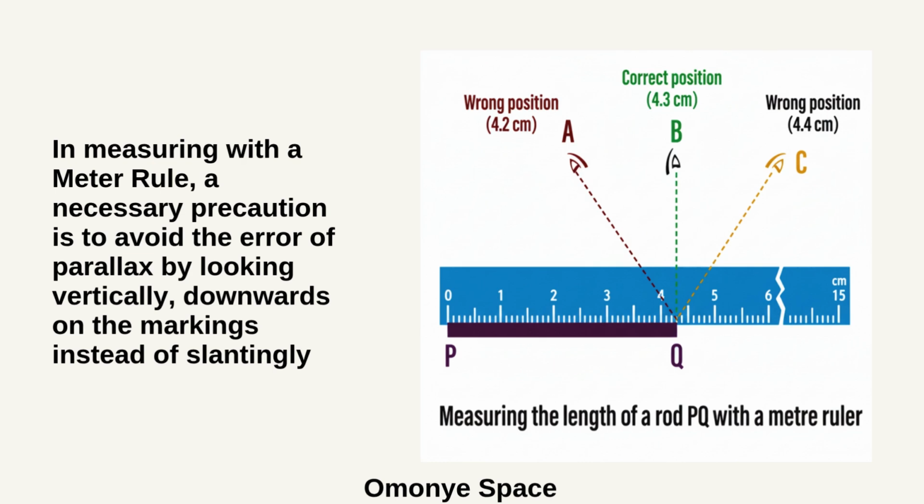When measuring with a meter rule, it is important to avoid parallax error. That is, the mistake that happens when your eye is not positioned directly above the marking. Always look straight down for an accurate reading.